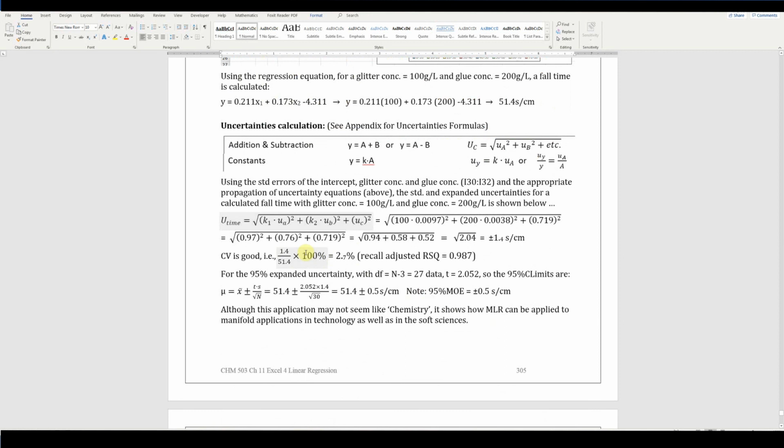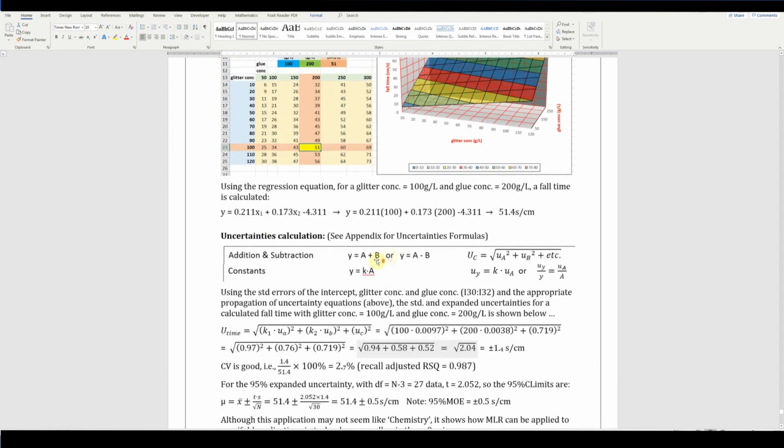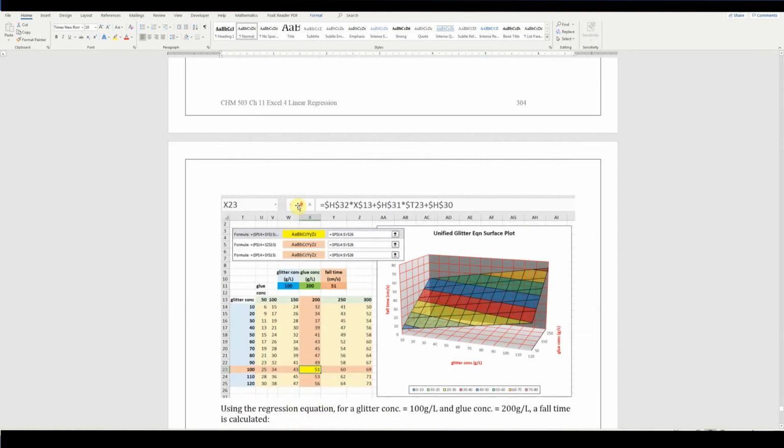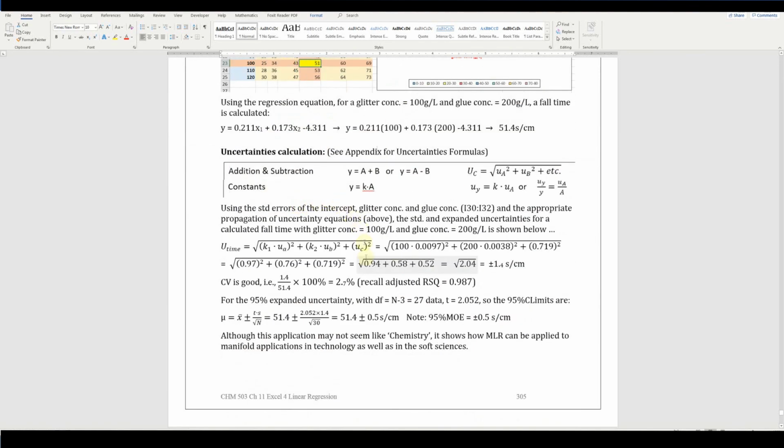Now this CV turns out to be pretty good, because 1.4 relative to 51.4, which is the actual value, is about 2.7%, so it's just under 3% CV, and that's pretty good. Now recall, if you will, the adjusted R squared was 0.987. Let's take a look at that. So up here the adjusted R squared is 0.987, which was better than the previous example where it was 0.97. Also, the relative uncertainties are better in this case.